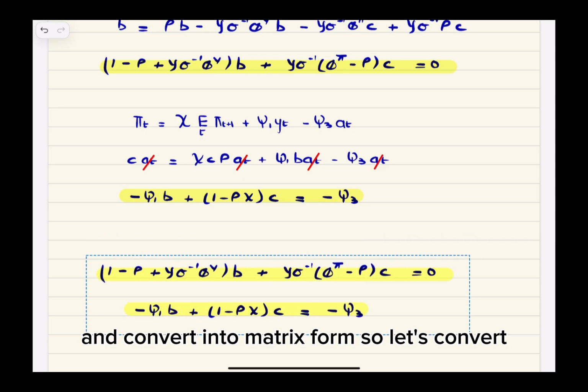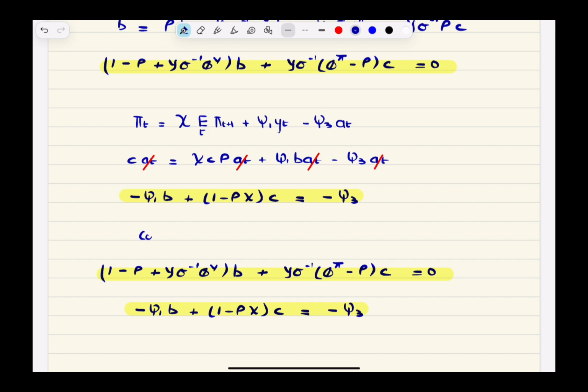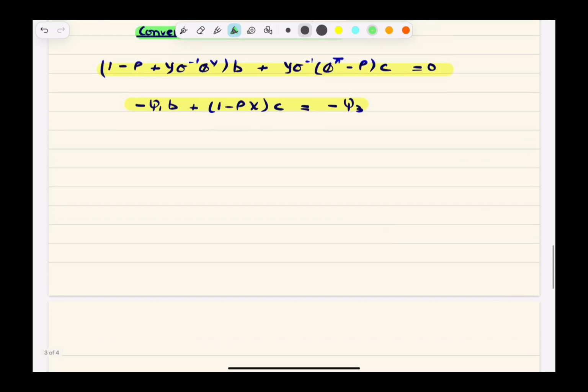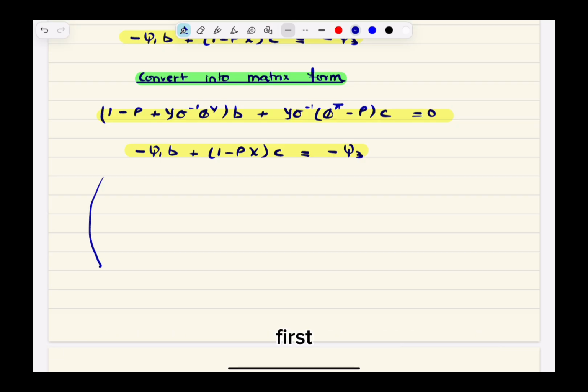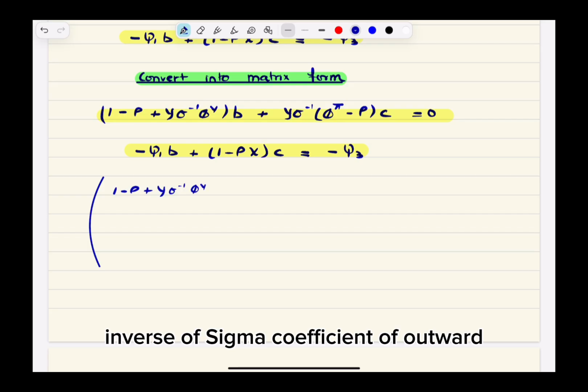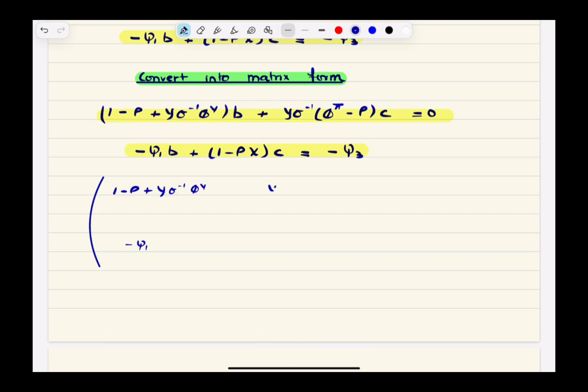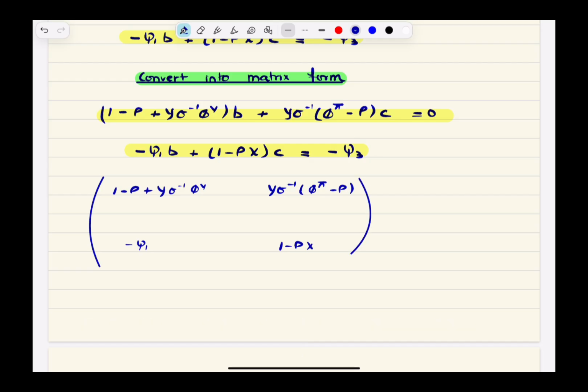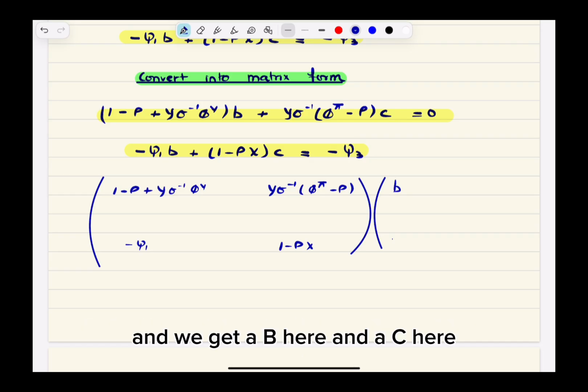So let's convert into matrix form. Okay, moving forward, I should actually have the pages out ready first. 1 minus rho plus gamma inverse of sigma coefficient of output minus this here, and this expression minus rho 1 minus rho X, and we get a B here and a C here.